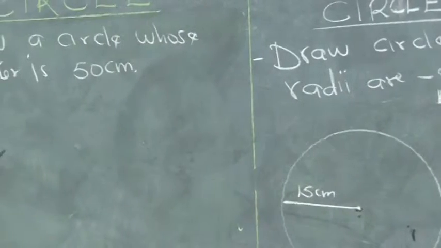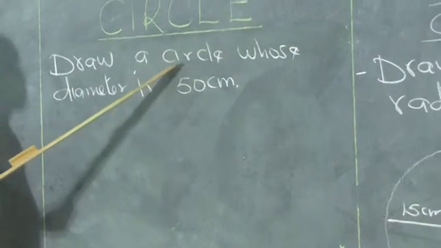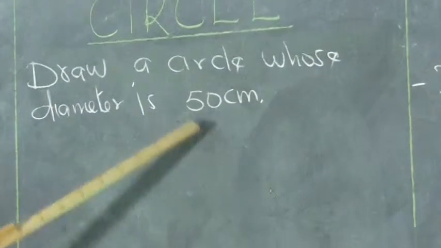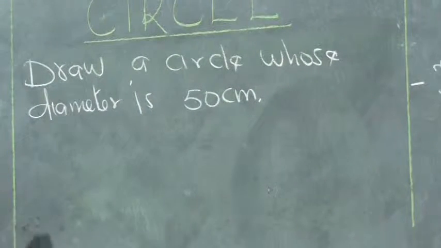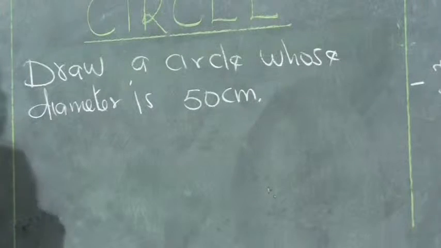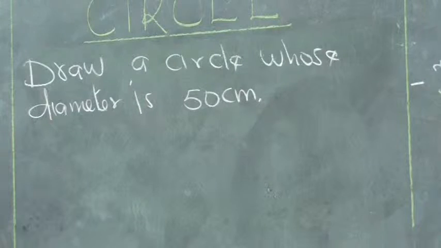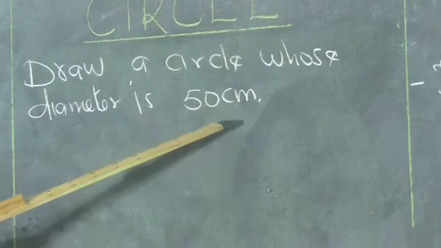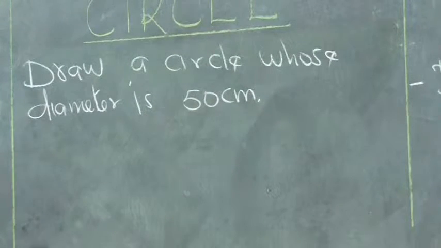We want to see how to construct a circle when you are given the diameter. How can I construct a circle when I'm given its diameter? Remember, as we said, that diameter is a line that runs through the circle, passing through its center. Therefore, it is hard to draw a circle using the diameter. So, for you to be able to draw a circle whose diameter is 50 centimeters, the first step is to identify the radius of that circle.